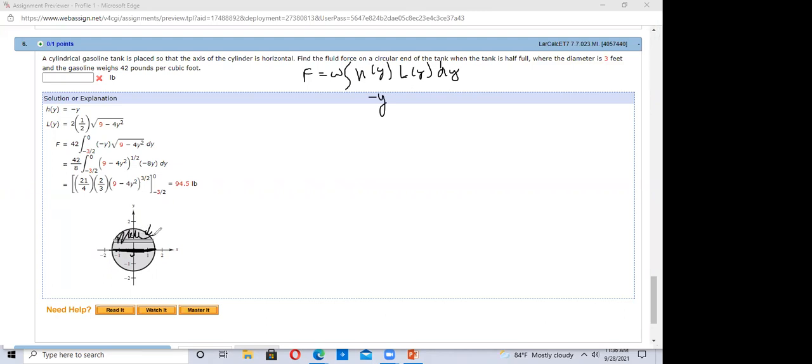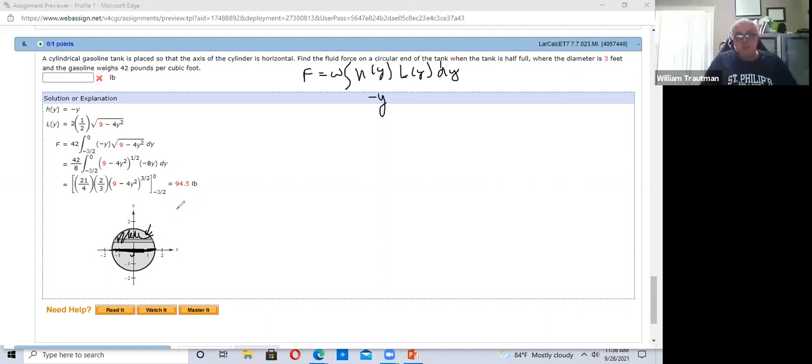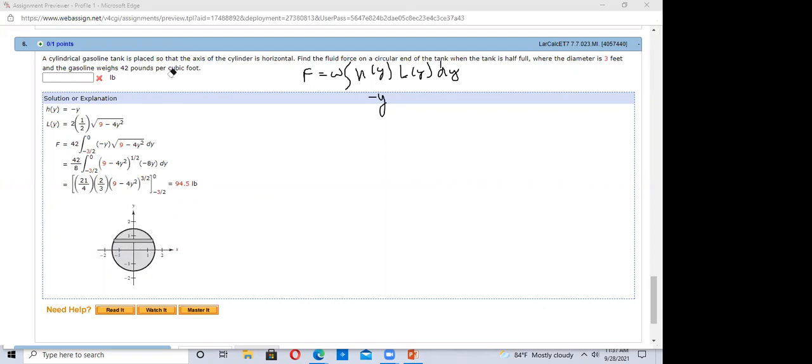So if the tank was full, would we then need to push the entire circle below? That's what I would do. Yes. Okay. Yes. That's exactly what I would do. Okay, so it's half full.